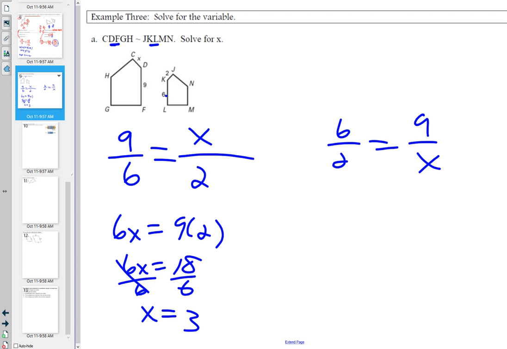Notice the cross products. What's still across from each other? The 6 and the x. What else is still across from each other? The 9 and the 2. How about if the numbers weren't as conducive to mental math? How about if that would have been like, I don't know, 216 and like 72 instead of 6 and 2?